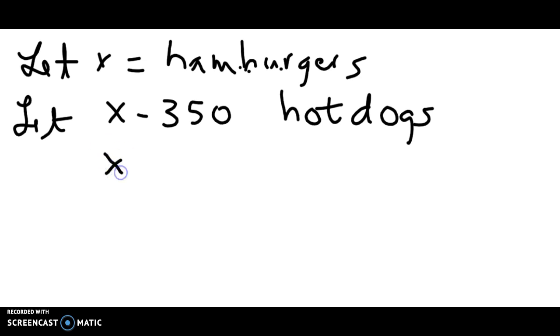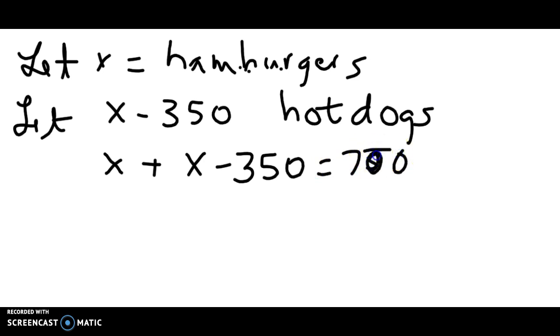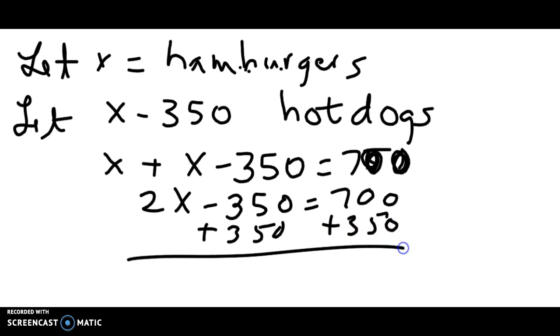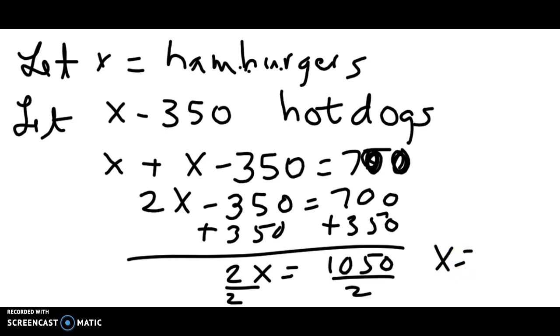So those are my hamburgers plus what represents my hot dogs, and it totals 700, sorry. Okay, so now let's combine like terms. So we have 2x minus 350 equals 700. Add 350. So then we get 2x equals 1050. When we divide by 2, we get x equals 525.